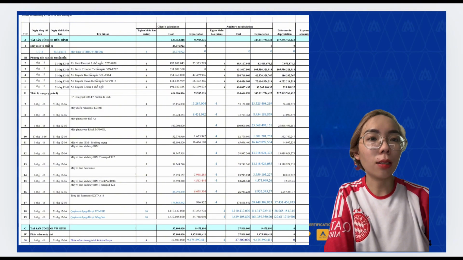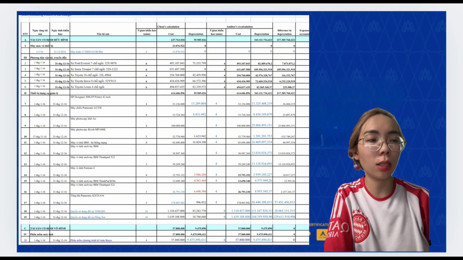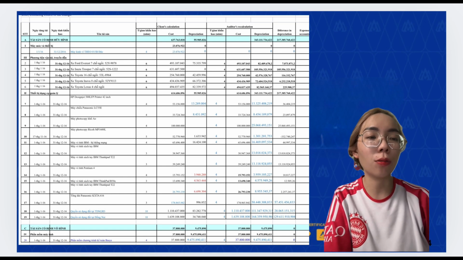Tangible fixed assets are divided into three main groups. First one is machinery and equipment, where no depreciation was recorded by the client. The next one is vehicles. The major issue found was that some assets had incorrect depreciation periods. All the vehicles had depreciation calculated over 6 years by the client, while the auditor used 4 years.